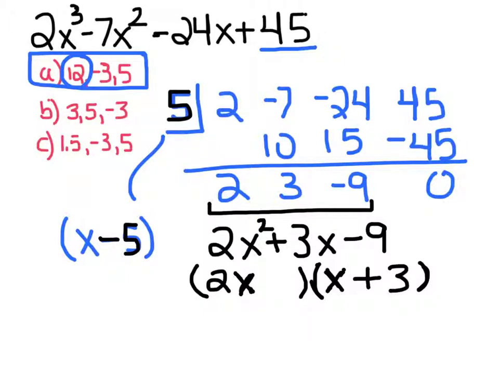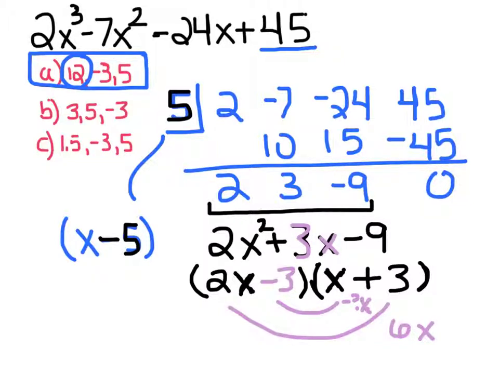That will make the outside terms right here a 6x. And so I'm going to make the inside a -3. That will make the inside terms a -3x. And that will give me this 3x in the middle, because 6 minus 3 is 3. And so if I had to write the linear factorization for this problem, it would look like x minus 5 times 2x minus 3 times x plus 3.